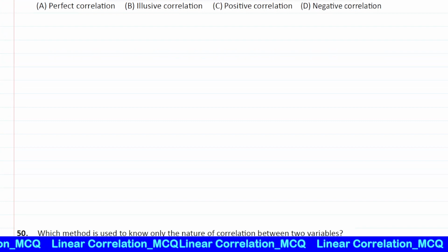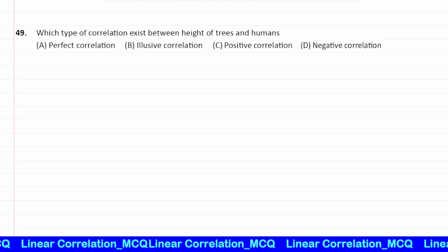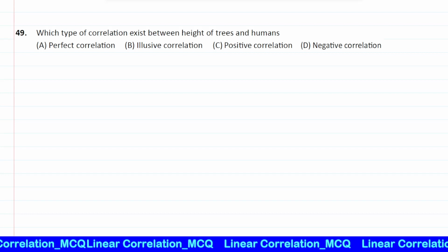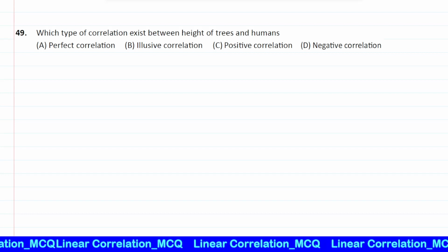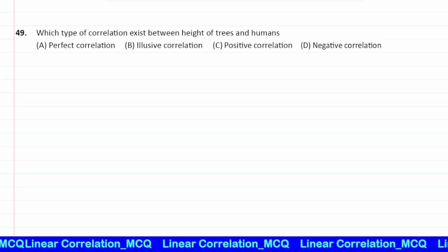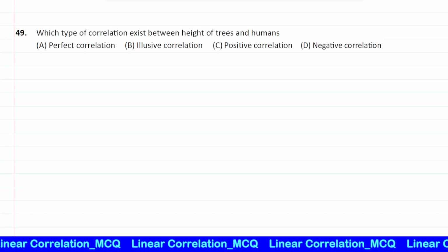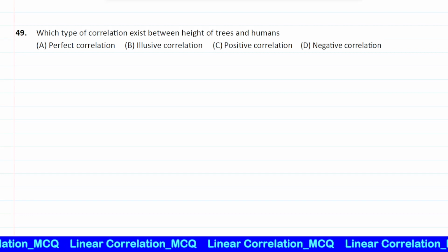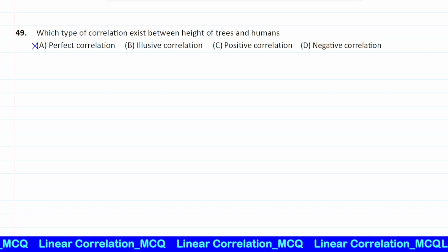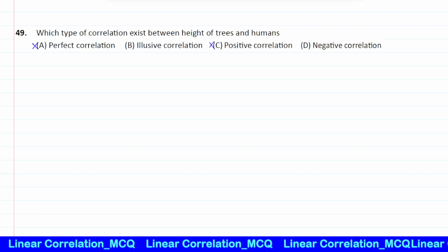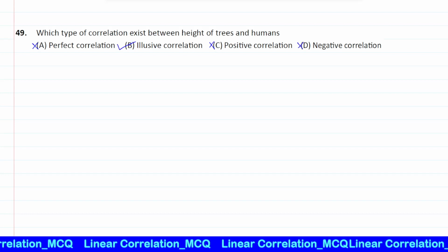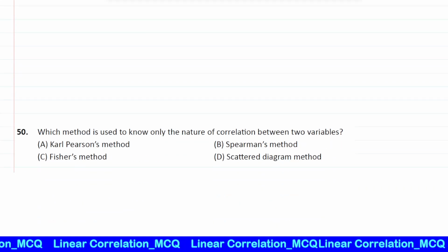Question number 49. Which type of correlation exists between height of trees and height of humans? We know that there is no cause and effect relation between the two variables. That means perfect correlation not possible, positive correlation not possible, negative correlation not possible. Illusive correlation is the correct option.